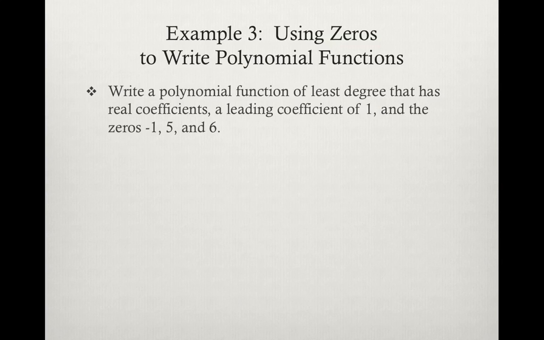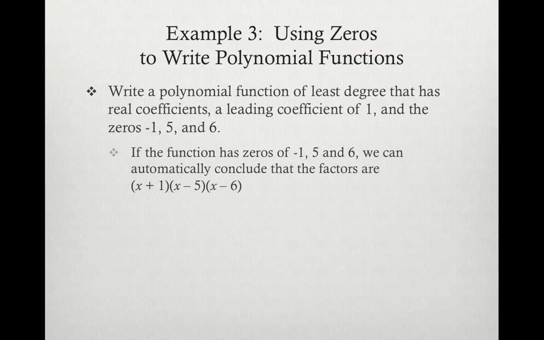We're being asked to write a polynomial function of least degree, which basically says we're not going to assume that any of our zeros repeat, that has real coefficients and a leading coefficient of 1. So again, we're not going to be multiplying by any constant to make it something more complicated. So if I tell you that you have zeros of -1, 5, and 6, you should be able to come up with the fact that we would have factors of x plus 1, x minus 5, and x minus 6.